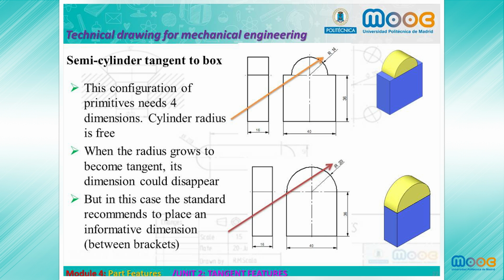We are now going to study the semi-cylinder tangent to a box. In this configuration, without tangency, we need 4 dimensions. In this case, the cylinder radius is free. But when the radius grows to become tangent, its dimension could disappear because the tangent relationship fixes this dimension. But in this case, the standard recommends us to place an informative dimension that we have to place in brackets.